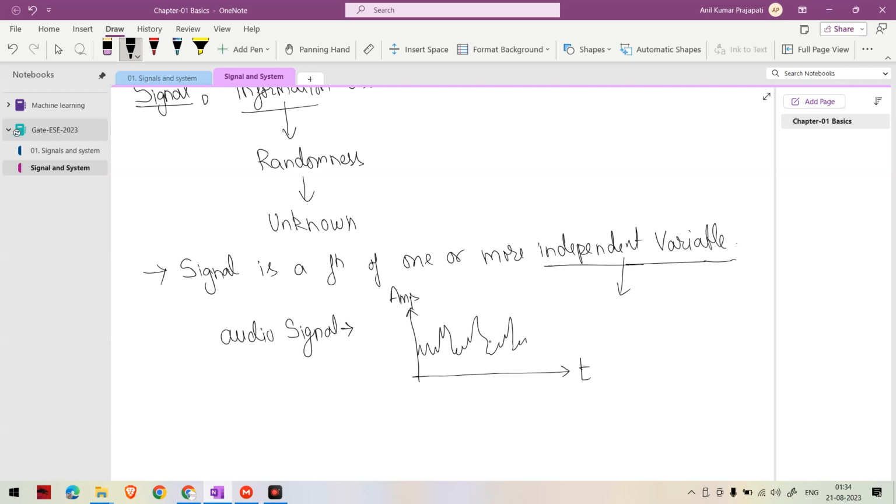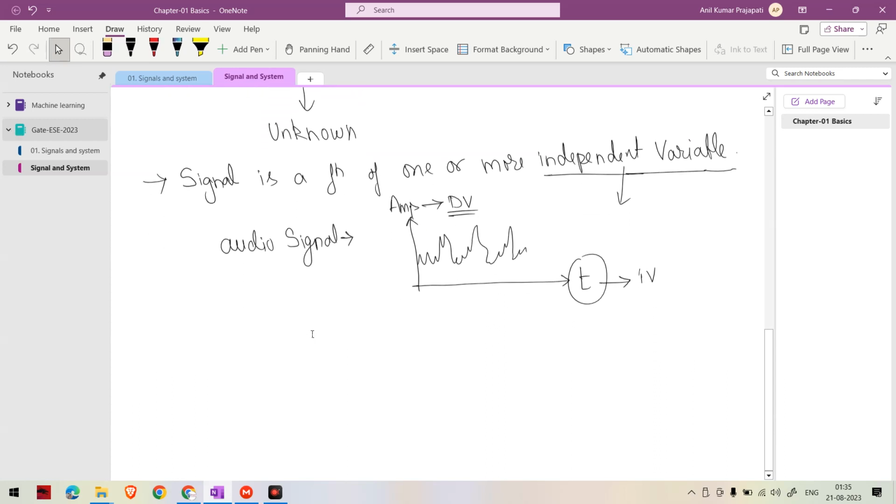Let's take an example. In this example, time is an independent variable, because it doesn't depend on anything. And this amplitude is a dependent variable, because it depends on time; it is varying with respect to time. So the audio signal contains one independent variable. So it is a function. An audio signal is a function of one independent variable.